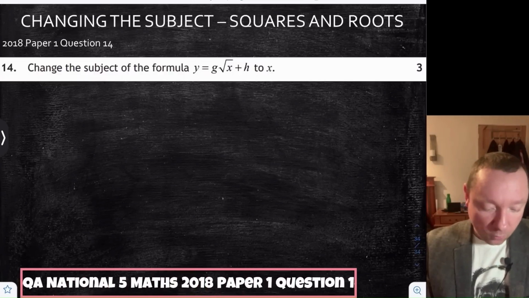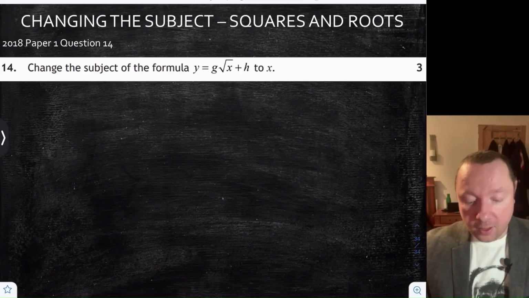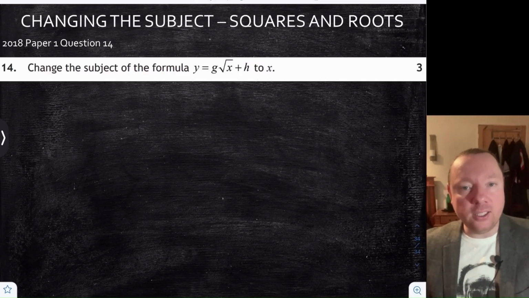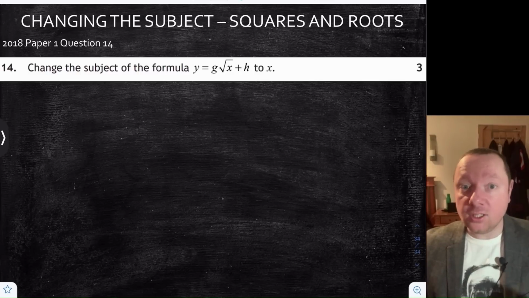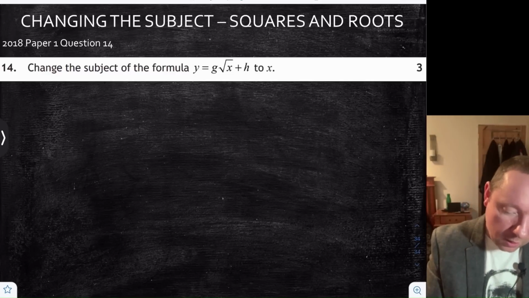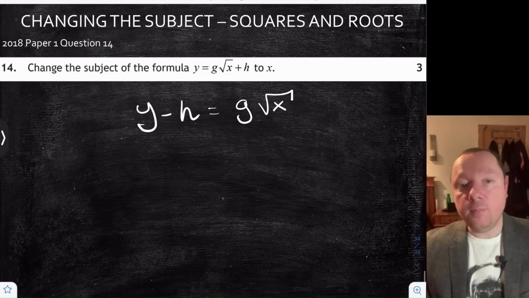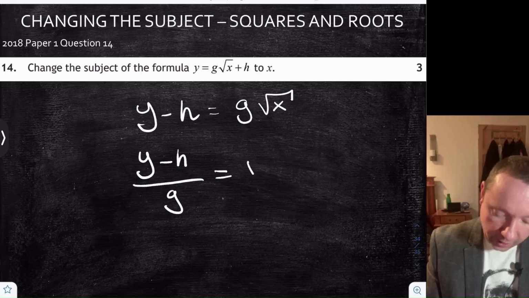Paper 1, question 14. Change the subject of the formula to x. But again, we've got a root involved. Now, when it's a root, but if there's other things in the question, it's sometimes better to make the root the subject and then square at the end. It just eliminates any problems you're going to have. So I'm going to make the root x the subject. So I'm going to take away h to start with. So y minus h equals g root x. Dividing by g, we get y minus h over g equals root x.